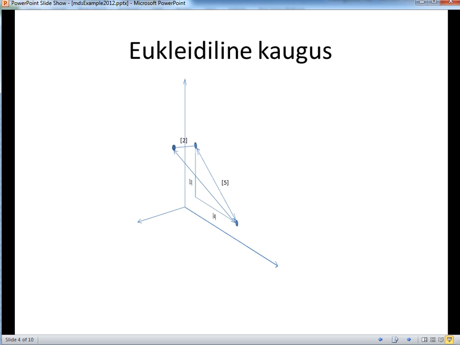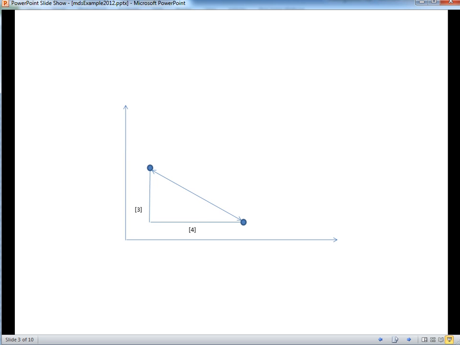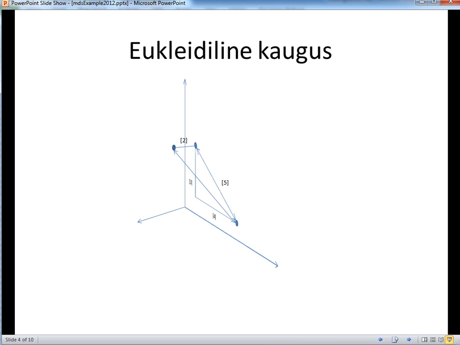What we need to do then is apply the Pythagorean theorem twice. So at first we throw away the z-coordinate, and we're left with this small company point and this big company point. And we do the Pythagorean theorem: 3 squared plus 4 squared equals 25, square root equals 5. We get the distance as in the case when we've thrown away the third dimension.